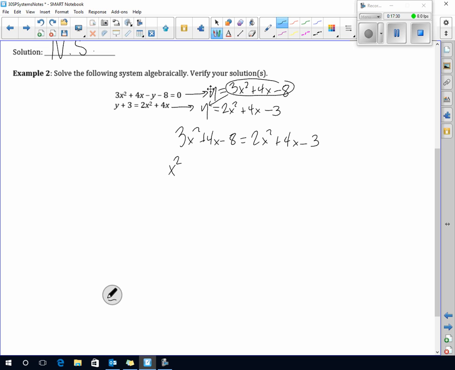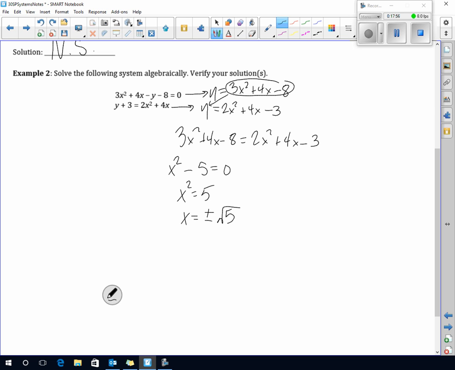X squared equals 5. So what does x equal? Yes, don't forget the plus or minus. That's how we're going to get 2 solutions, right? If you just put the square root of 5, you're only going to get 1 solution. So now we need to plug her in. So which one do you want to plug it into?